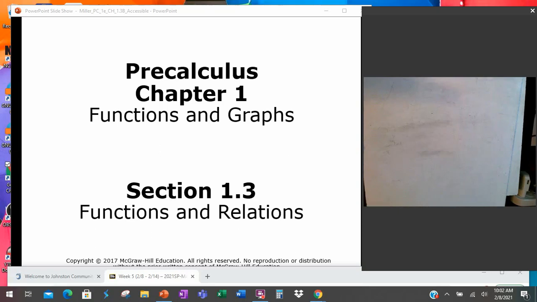We're going to talk about functions and relationships and what they mean, how they go together. We're going to find out that the function is a specific type of relationship. What's a relation? It's just something that's related between two numbers. It's an ordered pair, those things that we talked about in section 1.1. Okay, so let's get started.